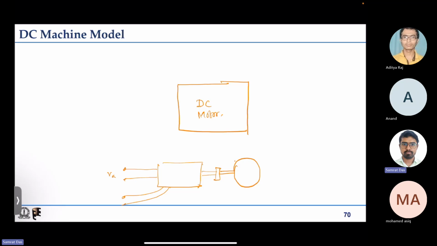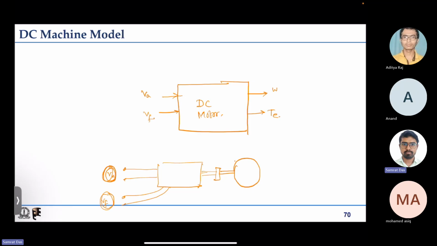So what do we mean by a model of a DC motor? For a given voltage, what are the inputs? We can apply some field voltage and some armature voltage. For an applied armature voltage and an applied field voltage, what will be the torque and speed of this motor? So these are the inputs, va and vf. Now the outputs are omega and torque.